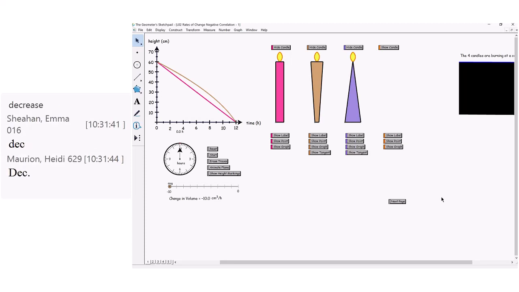Now, what do you think that's going to look like? Can you visualize what that's going to look like? Have you made a guess at what you think that curve is going to look like? And then we're going to show you now.